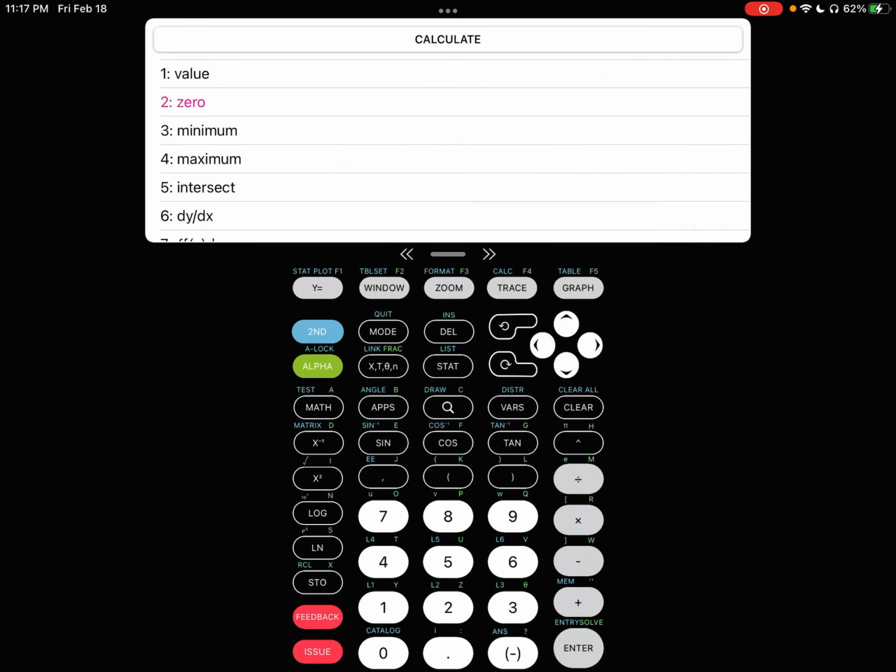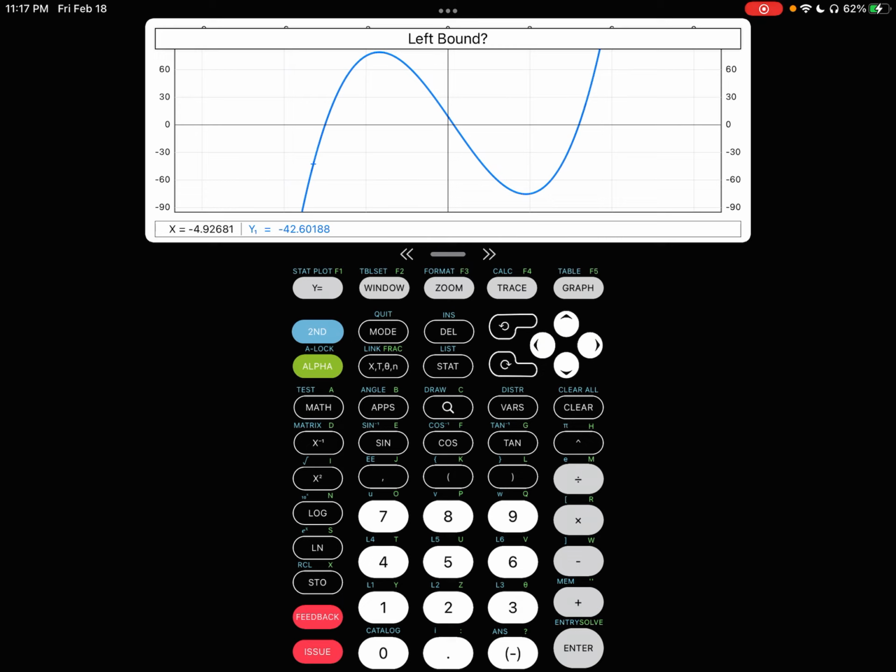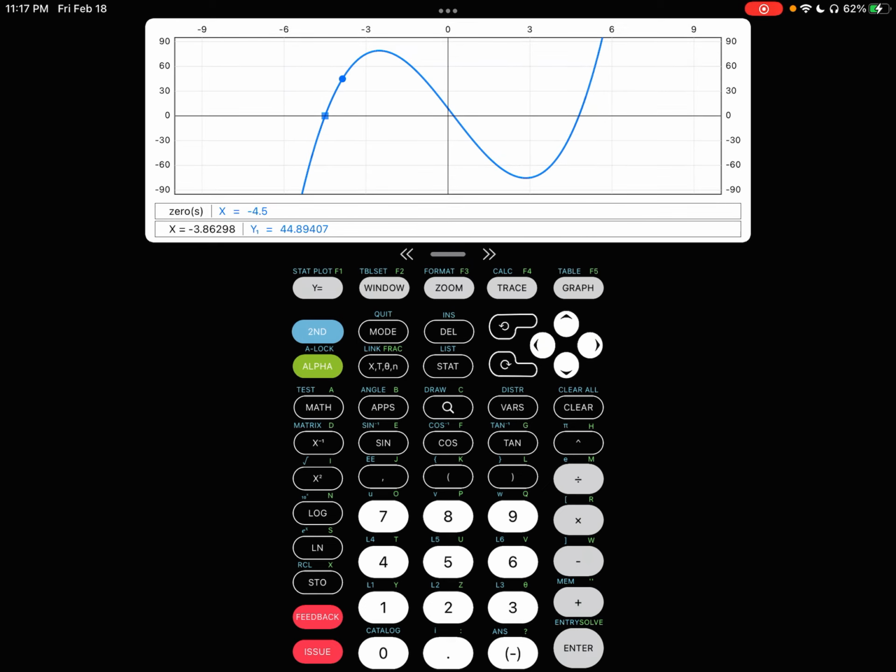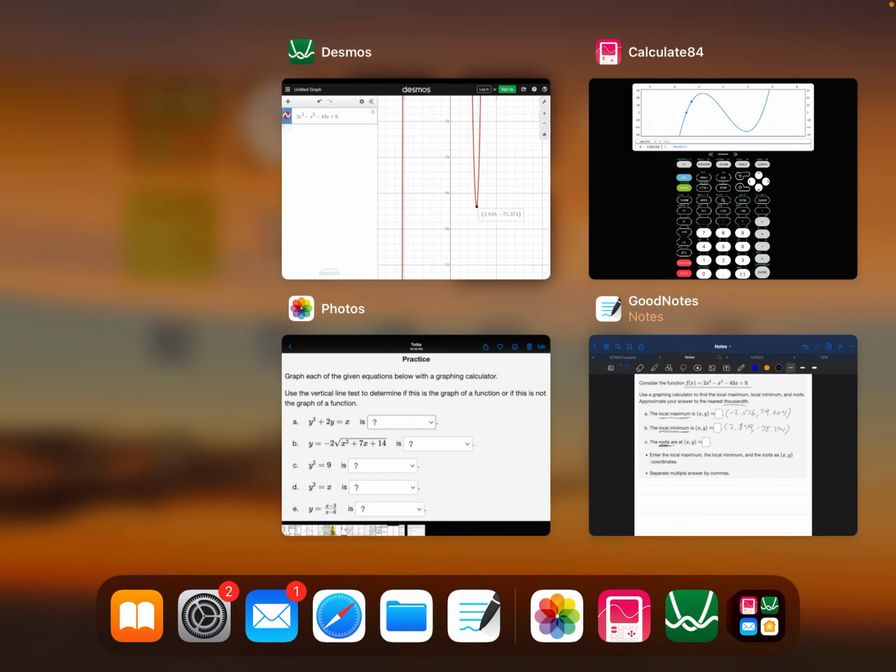And again, left bound and right bound. Again, we're telling the calculator where to look. There's 3 roots here. It has to get calculated one at a time. So hit enter, make sure that this is the left, and then move your cursor to the right, hit enter, make sure that your first root is within this viewing window. And you see it says 0 is x equals negative 4.5.